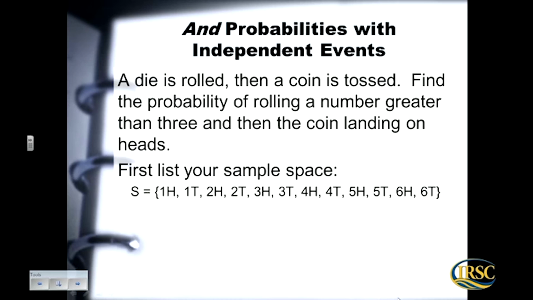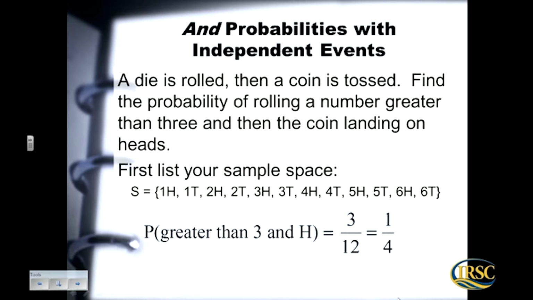So in this list of 12 items, how many times does that happen? Okay, 3 times, I heard. So we've got the 4 and heads, 5 and heads, and 6 and heads. So that would be 3 out of a total of 12. And so the probability of greater than 3 and heads is 3 out of 12, which reduces to 1/4.